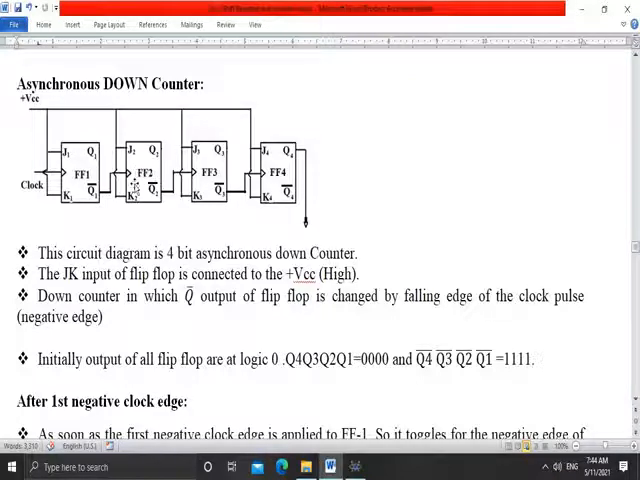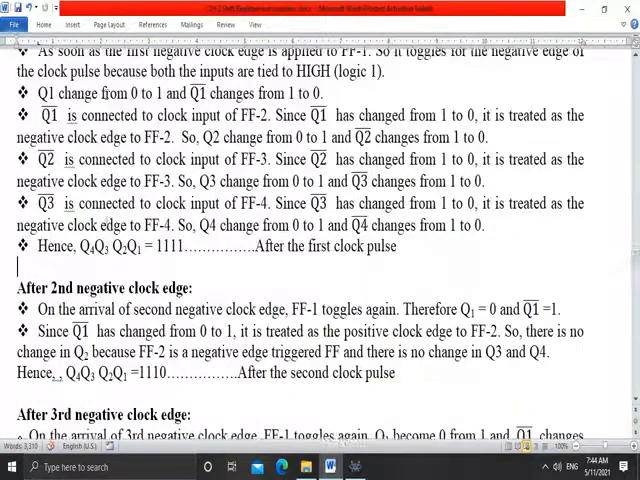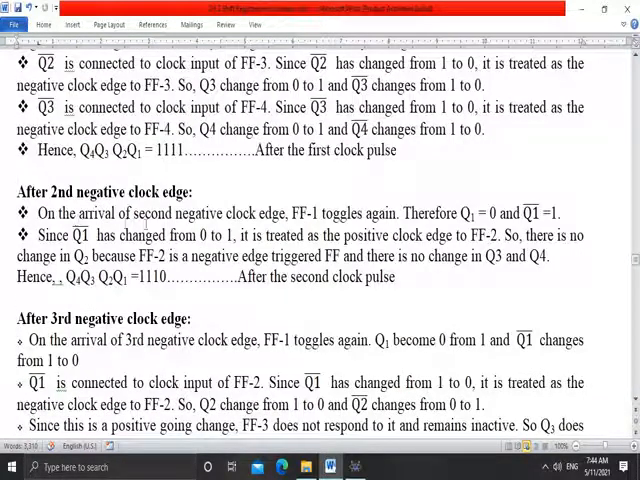It will not trigger flip-flop 2, so flip-flop 2 does not change. If flip-flop 2 does not change, then flip-flop 3 also does not change, and similarly flip-flop 4 also does not change. Only the output of flip-flop 1 is changed after the second clock pulse. Write this down: on the arrival of the second negative clock edge, flip-flop 1 toggles again, Q1 becomes 0 and Q1 bar becomes 1.